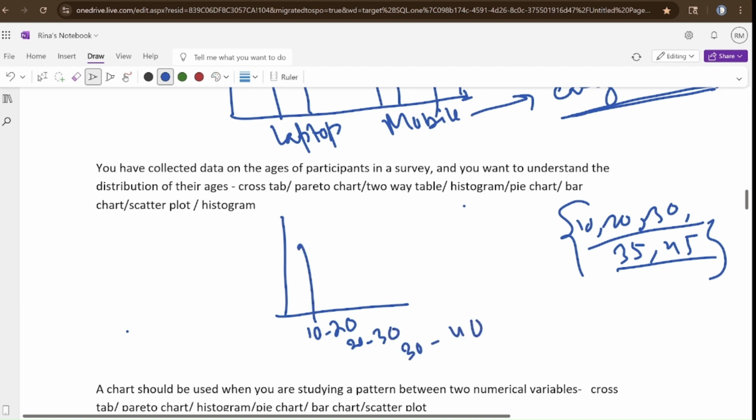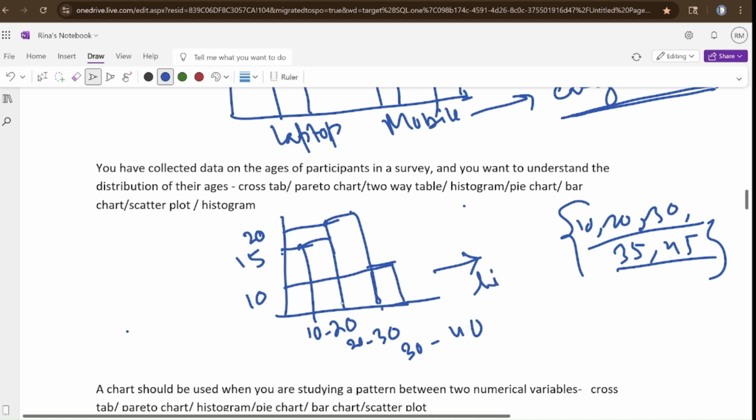So what do you do, you create different bins. They are from 10 to 20, maybe 15 people are from 10 to 20 group, 20 to 30, maybe 20 people are in 20 to 30 group, 30 to 40, maybe 10 people are in 30 to 40 group. Okay, so you want to understand the distribution of their ages. So best one is histogram. This is a numerical data.